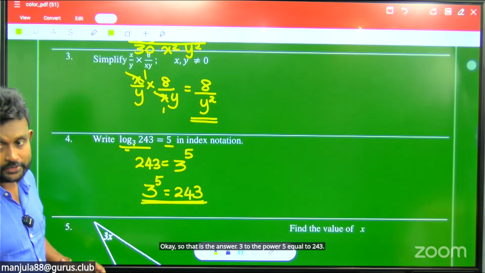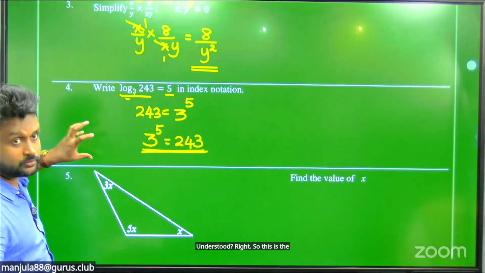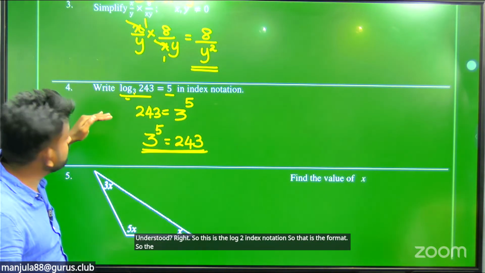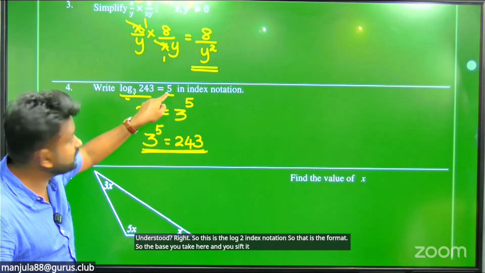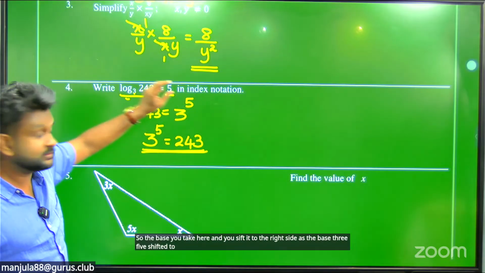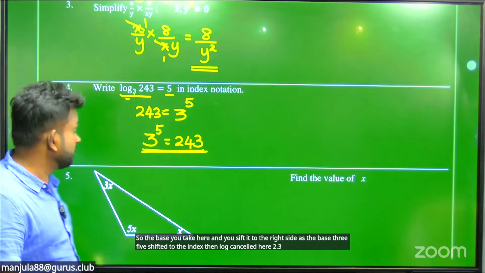Understood? Right. So this is the log to index notation. So what is the format? The base you take here and shift to the right side as the base 3. 5 shifted to the index. Then the log is cancelled and 243 is the subject.